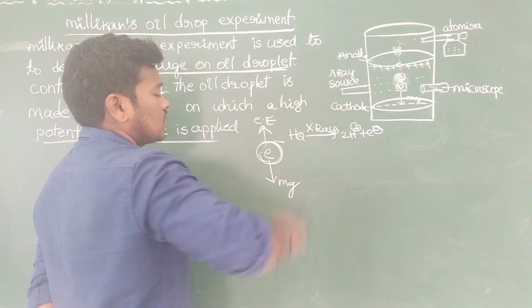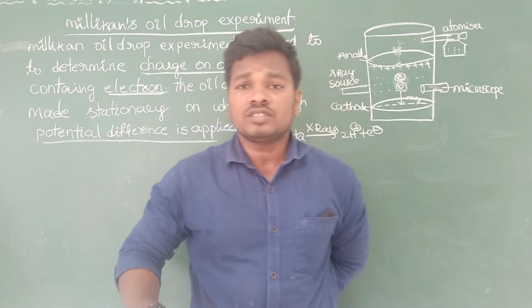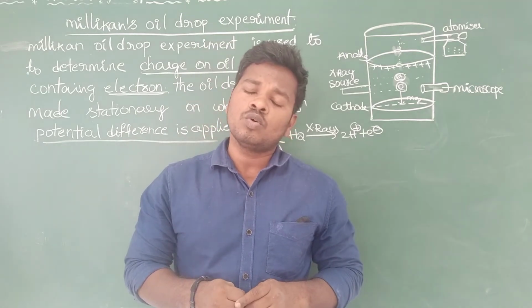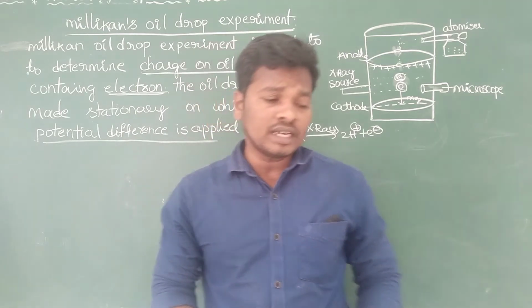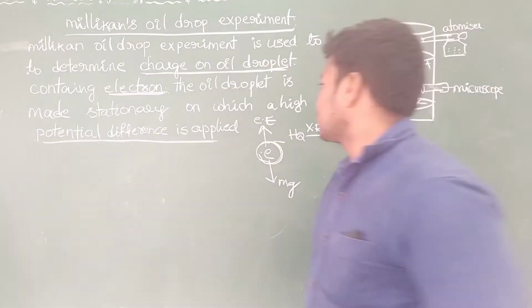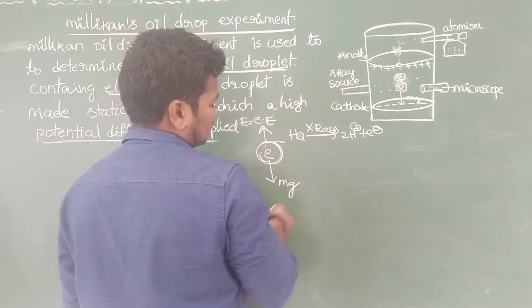That is called the electrostatic force of attraction. In the upward direction also, one force is acting. Means in the upward direction one force is acting, and in the downward direction also one force is acting. So in both directions, two types of forces are acting on it. Electrostatic force of attraction, and this is mg.